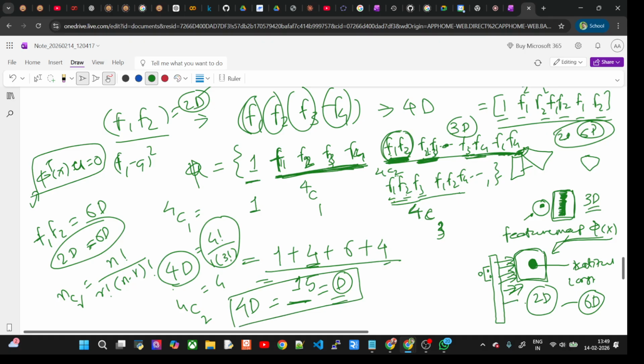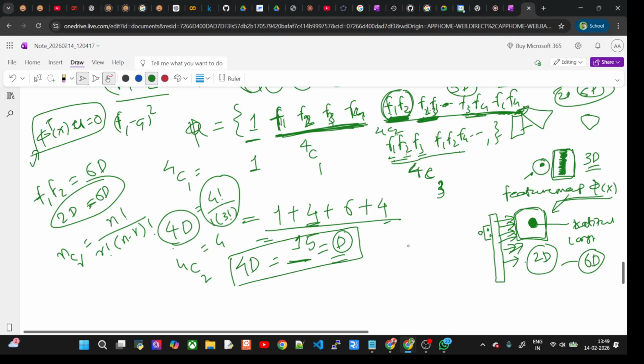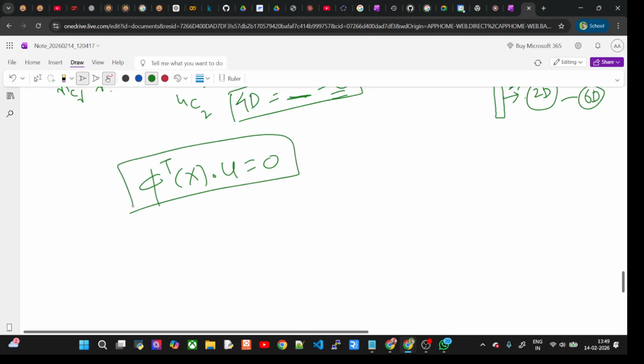Now you understood that earlier thing. Whatever the lower dimension, the 2D here, you are now projecting to the higher dimension. So the lower dimension has a non-linear relationship, the higher dimension has a linear relationship, because we know that phi transpose x into u is equal to 0. That shows a linear relationship.